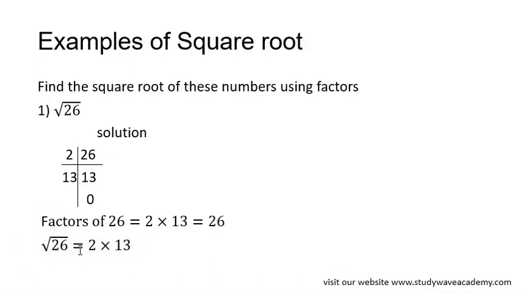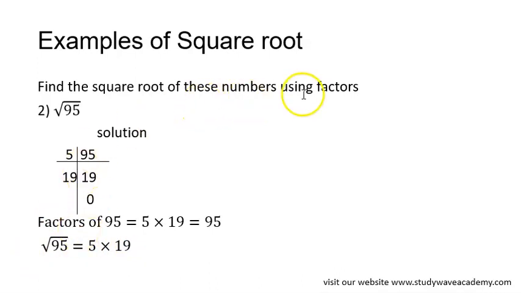Let's look at another example. Find the square root of this number using factors. The square root of 95. So we write out 95 and think of a number that when it divides 95, there will not be a remainder. If we start with 2, there will be a remainder. If you say 3, there will be a remainder. 4, there will be a remainder. The next number is 5. And if we use 5 to divide 95, there will not be a remainder.